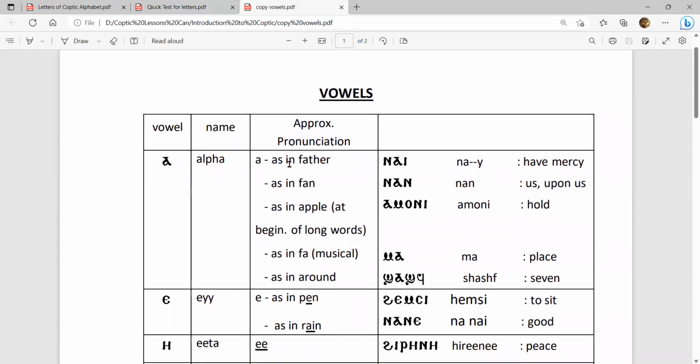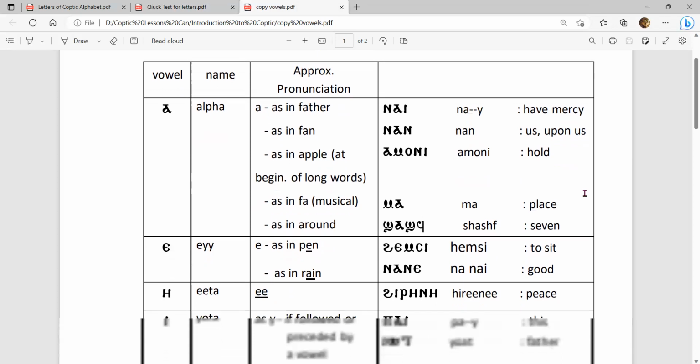Okay. The next pronunciation of the alpha is like in fan. I have chosen the word nan, or some say nan. It depends. This is the English. Nan means us or upon us. We hear it in the liturgy when we say nai nan, have mercy upon us. Okay.